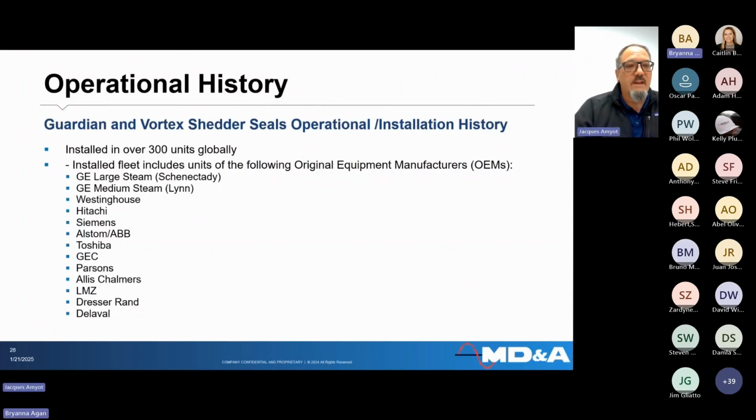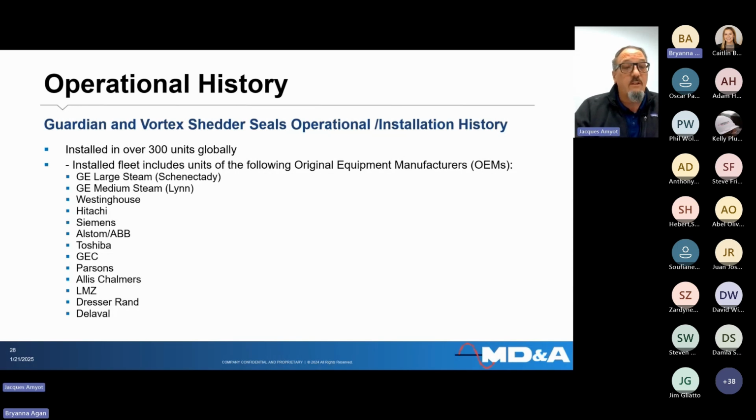So just again, start out with an operational history overview. We are probably close to 400 units globally operating with Guardian Vortex Seal technology. We've installed it in basically all the large steam Schenectady units, medium steam, which used to be Lin units, and then transition Schenectady. We do have at least one or two Fitchburg size units.